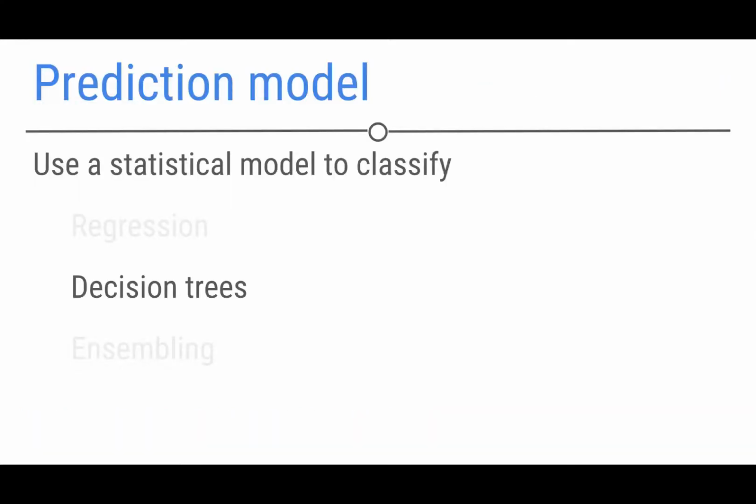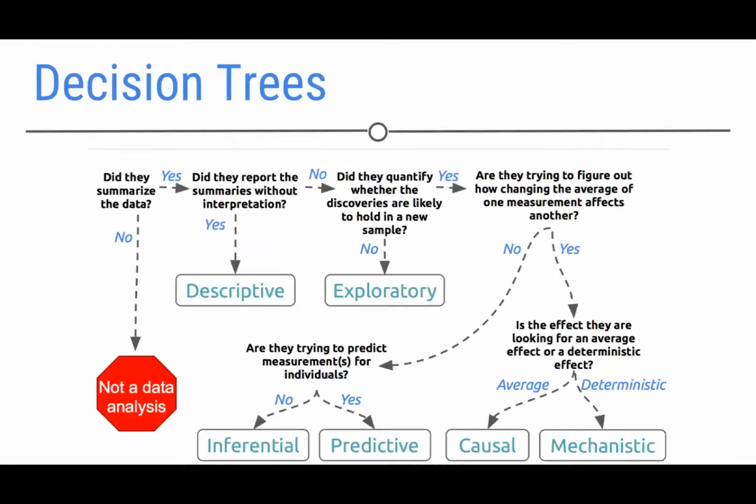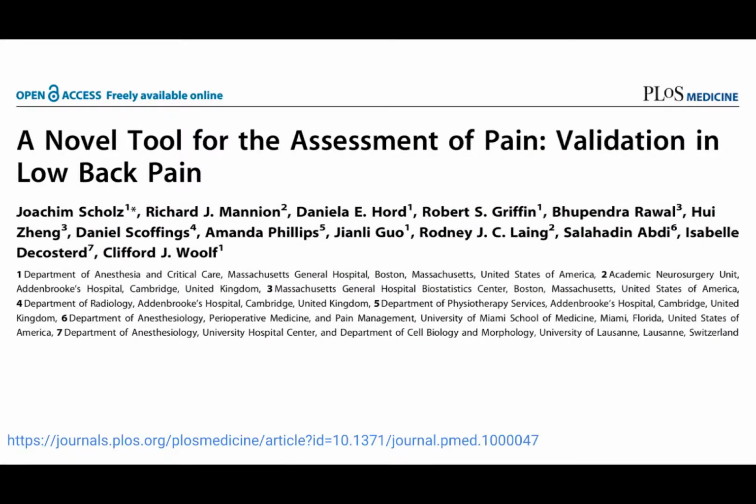The second big class of prediction models is something called decision trees, which we haven't seen before, but are relatively straightforward to understand once they've been constructed. You've seen a decision tree at the beginning of the course when we talked about the different types of scientific or statistical questions that might be asked of a medical research paper. And the basic idea here is that we ask ourselves a series of questions, and the series of questions takes you through a flowchart, and the conclusion or the leaves of that flowchart are what the predictions are. So an example from the medical literature is this tool for assessment of pain, validation in low back pain.